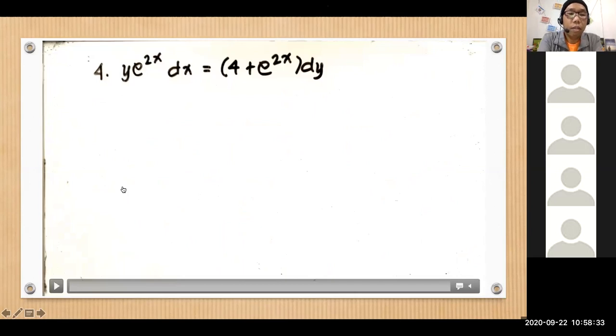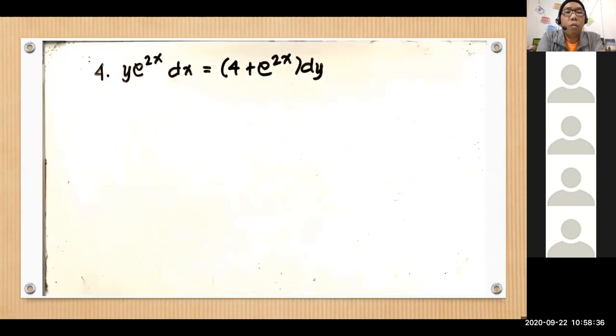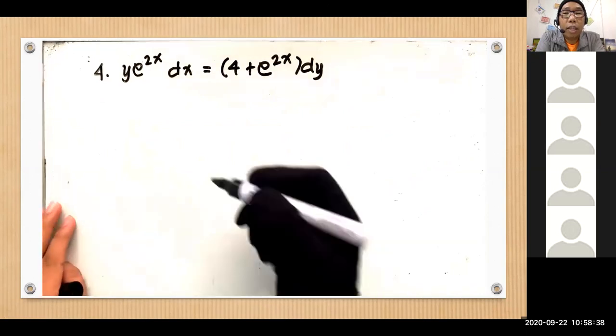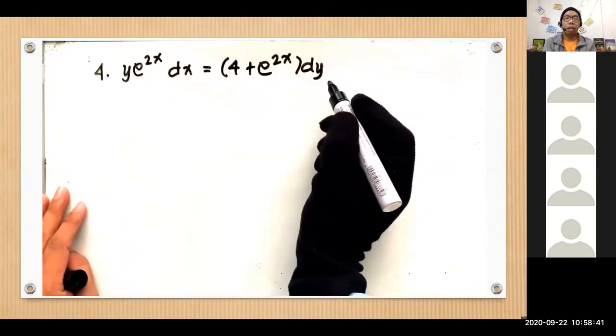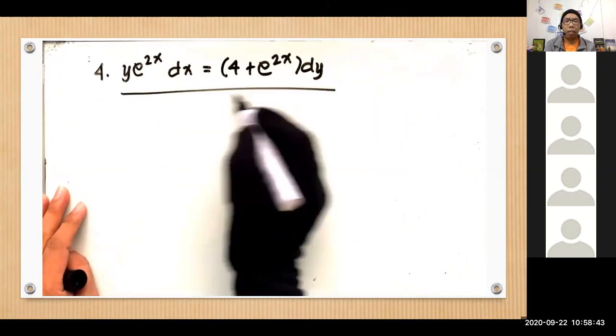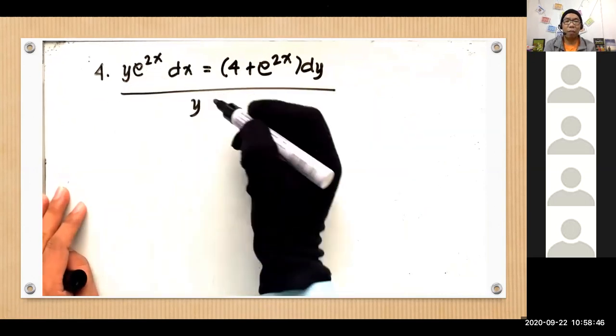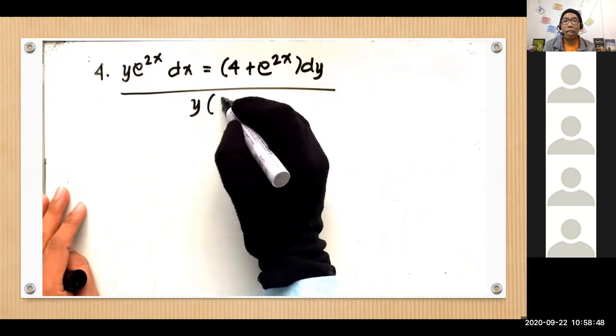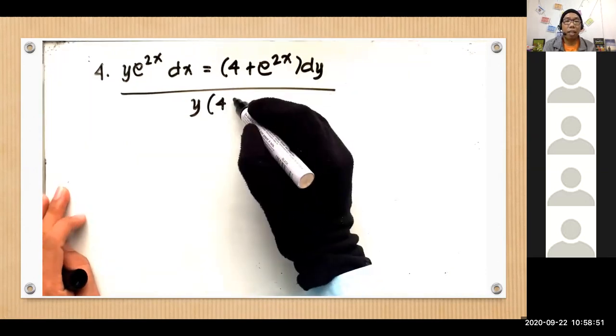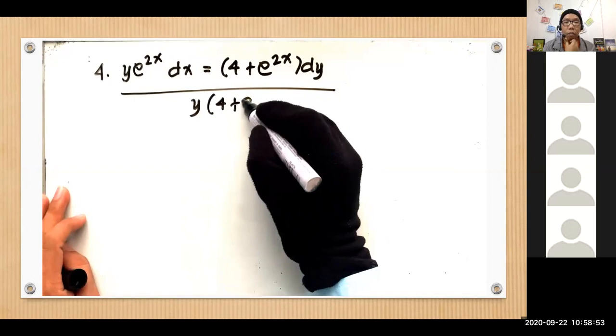Now, this one. y is equal to, y times e raised to 2x times dx equals, ayan, sa right-hand side, 4 plus e raised to 2x. Madali lang yan, di ba? Kayang i-separate. Kasi, yung nasa left-hand side mo is dx, di ba? So, kailangan variable x lang yung makikita mo dyan. So, tatanggalin natin yung y, kaya we divide both sides by y. Sa right-hand side, dy. So, kailangan variable y lang yung makikita mo dyan.